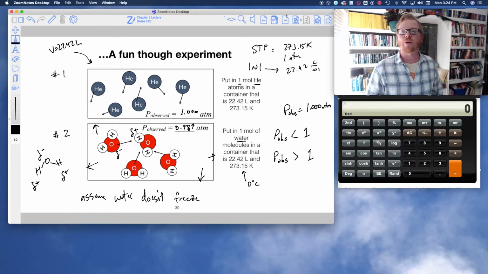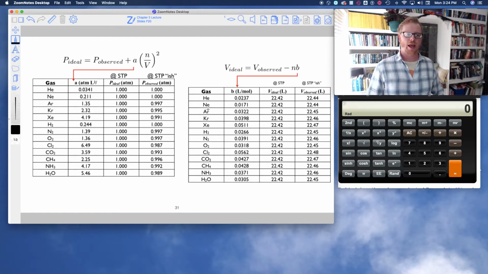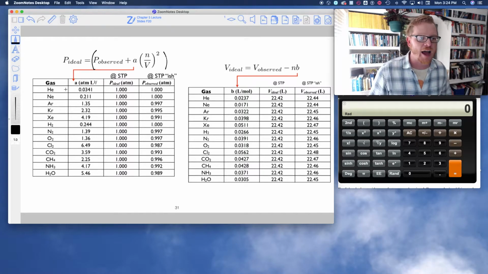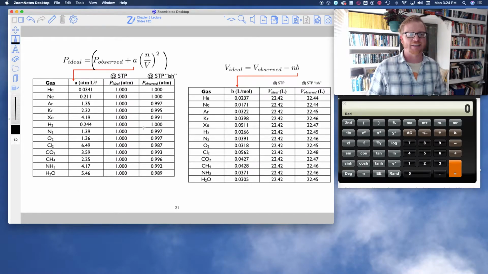And we get that from the van der Waals equation. Okay? So this is this chunk of the van der Waals equation that I pointed out. That's the correction. So P ideal would equal P observed plus this correction term. And so now look, I've got all of these various gases, and we've set the ideal pressure. We've said the ideal pressure will be 1.000 for each of them.